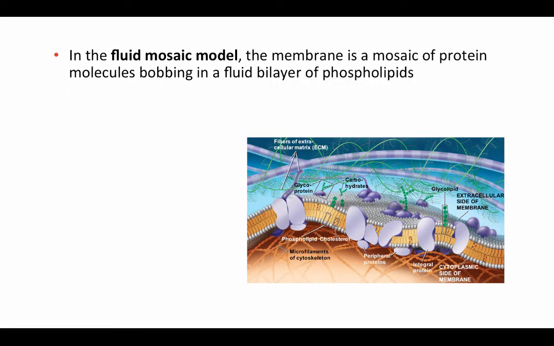So in the fluid mosaic model, the membrane is a mosaic of protein molecules that are sort of bobbing around in this fluid bilayer of phospholipids. So these proteins are going to be able to move around. How do we know that they move around in the membrane?